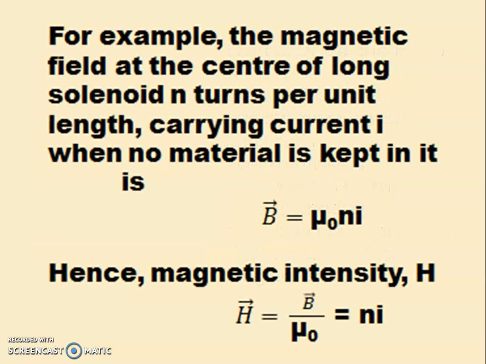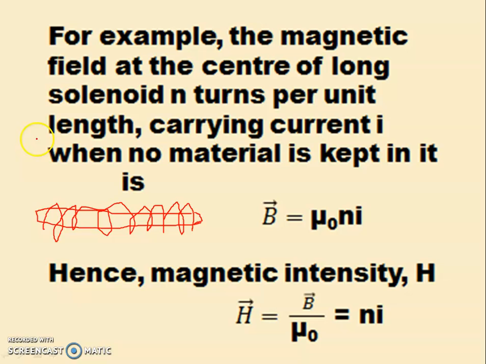For example, the magnetic field at the center of a long solenoid, with n turns per unit length, carrying current I, when no material is kept in it. The long solenoid is here like this. Take this example. For our convenience, this is simply a solenoid. The coil is here actually.